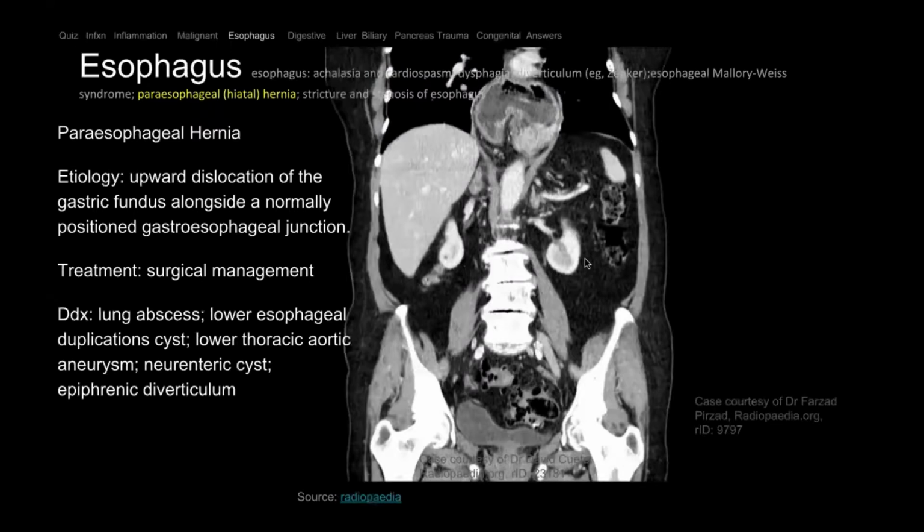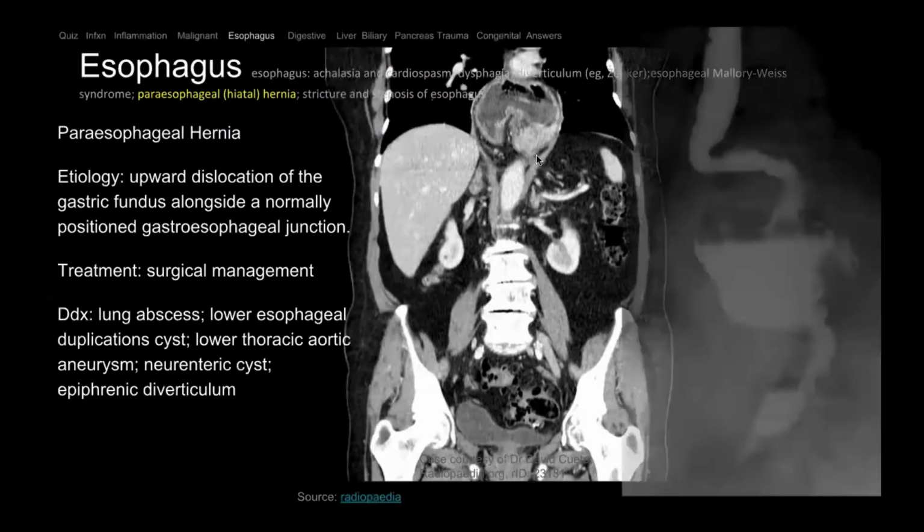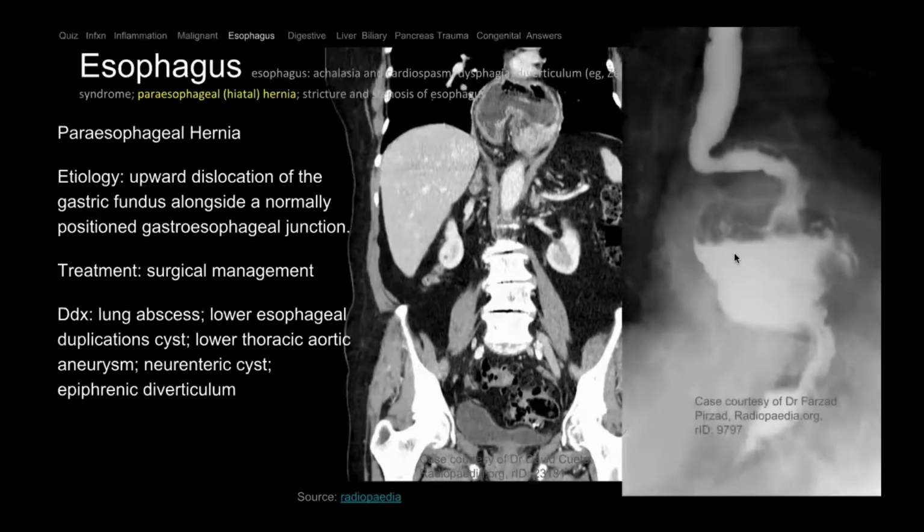Perfect. So here we have a CT abdomen and pelvis, and this is the stomach that's gone up into the chest cavity, and that's called a hiatal hernia. There's different degrees of it. Like the whole stomach can be inside the chest. So this is an esophagram. This is the heart in the background. This here is the diaphragm. So you see that part of the stomach, or the majority of the stomach, is in the chest. So this is called a hiatal hernia.